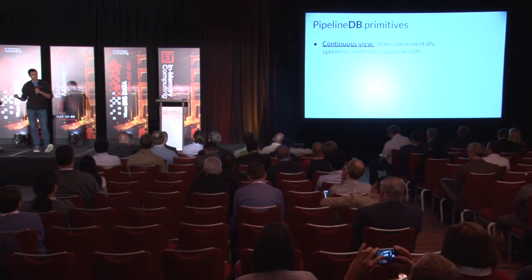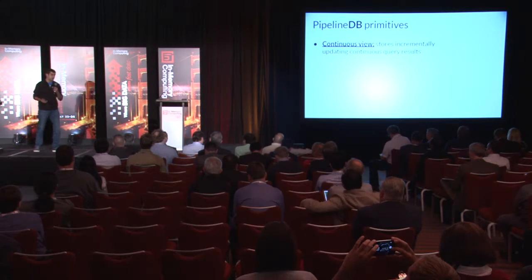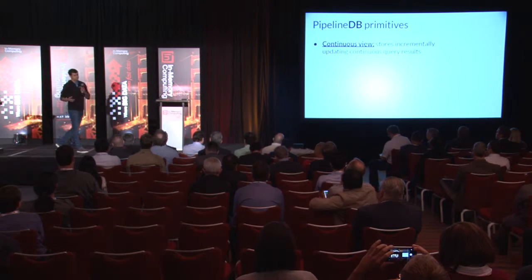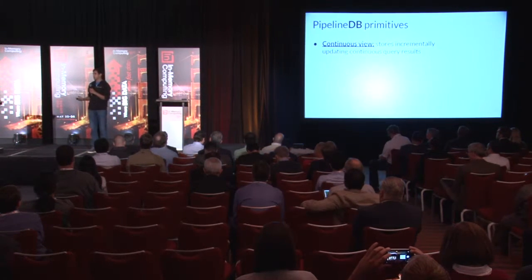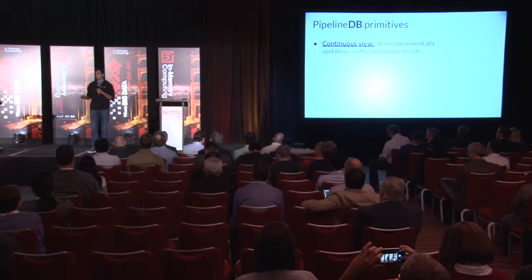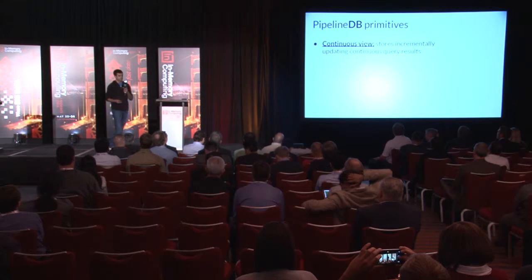So as you know, the canonical example of what a continuous view might be is SELECT COUNT(*) FROM stream. You could stream trillions of events through this continuous view, and the only thing that's stored in the database is this count that's just incrementally updating as new data flows through the system. So that's the most important primitive that we've added. That's a little bit different.